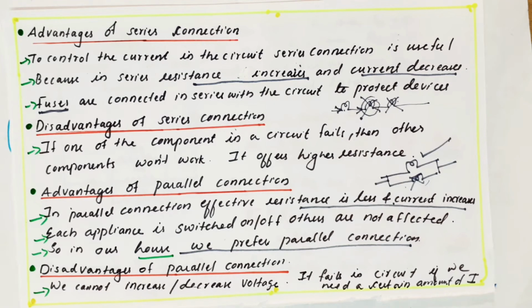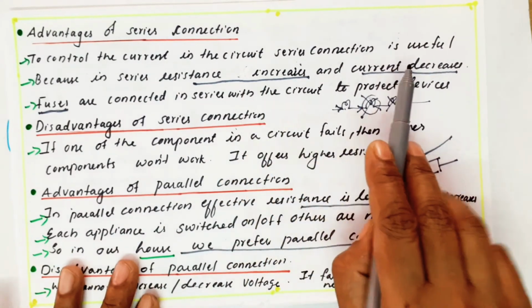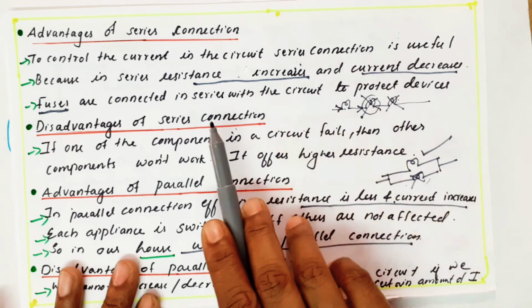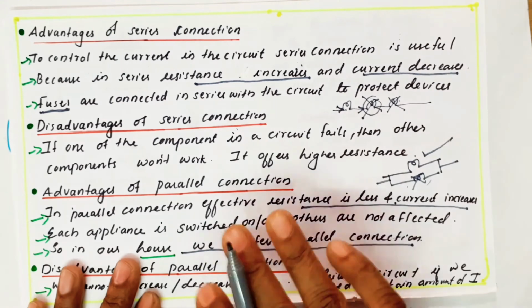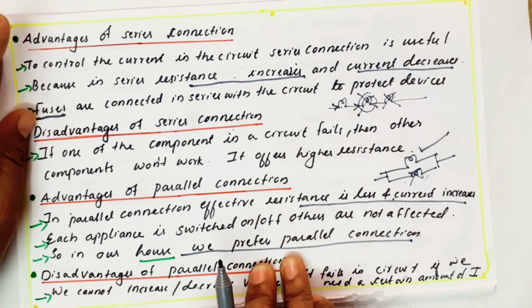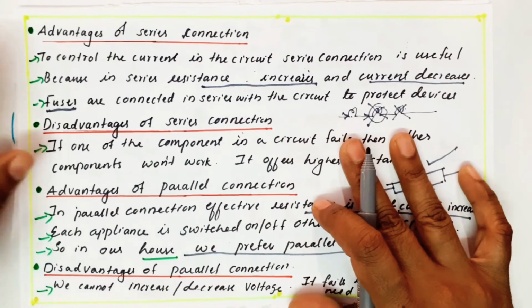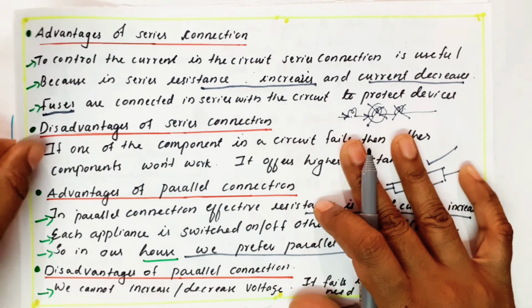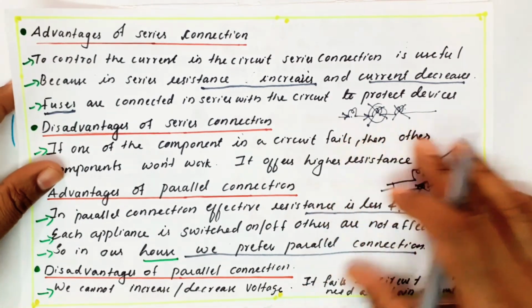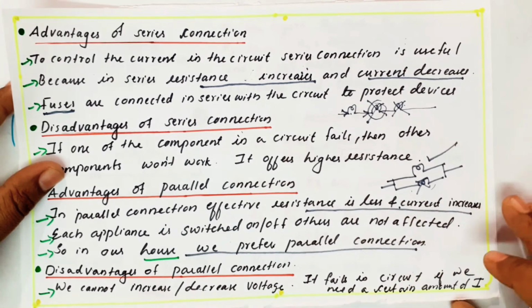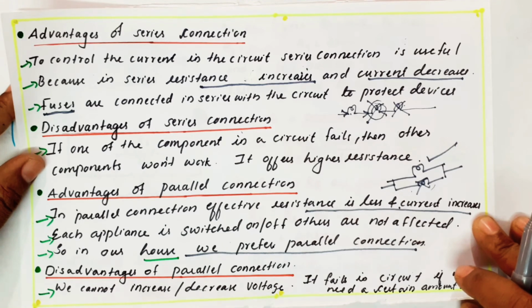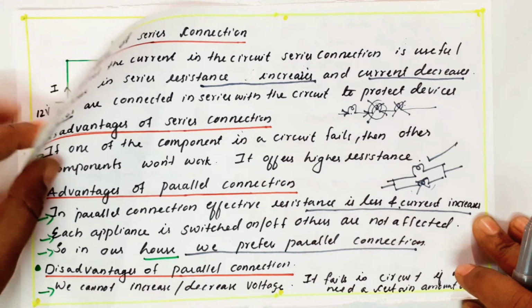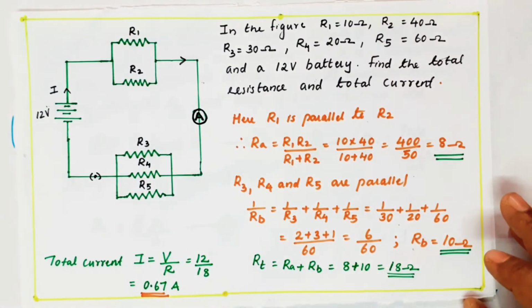In series connection, remember the resistance increases, current decreases. If one component is not working, the remaining components also won't work in a series connection. But in parallel connection, that is not affected. One component working or not is not affected by the other components, right? But we will use both, depending upon the circuit, the current we require, and the resistance we require. We can use series or parallel connection. Okay, clear? Now, I'll do a question.